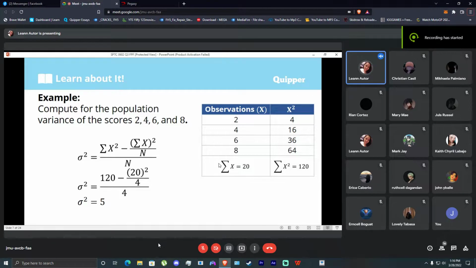Summation of x squared, we are going to add everything. Okay. So right after getting the summation of x and the summation of x squared, then we can use that data in solving for the variance of the population using the formula given.